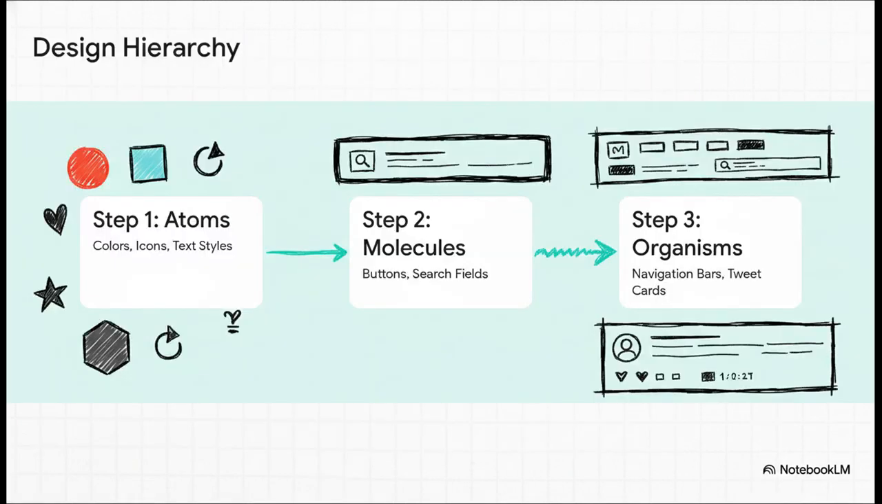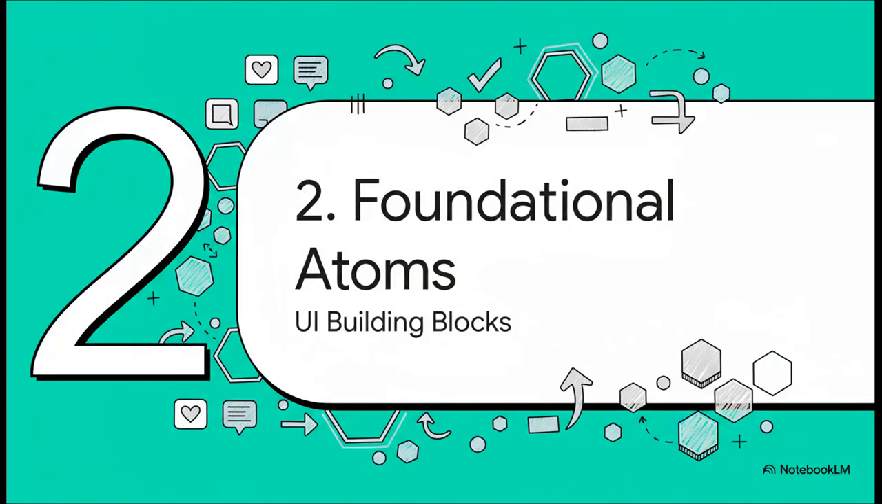And this is how that hierarchy looks. You start with your tiny little atoms, things like your brand colors, your icons, your text styles. Then you combine those to make functional molecules, like a search field or a button. And then you group those molecules together to create whole sections of your interface, or organisms, like a complete navigation bar or a social media post. See? It's a system.